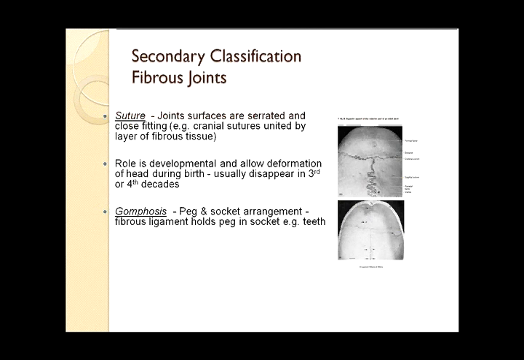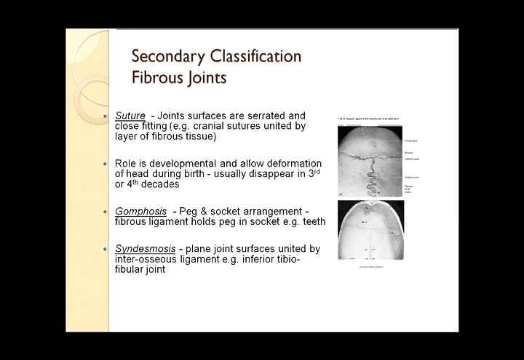The second type of fibrous joint we have is a gomphosis joint. This is a peg and socket arrangement, and the best example of a gomphosis joint is a tooth being held in the mandible. The tooth itself is held in place by a very strong ligament. There is very little movement available here under normal circumstances.